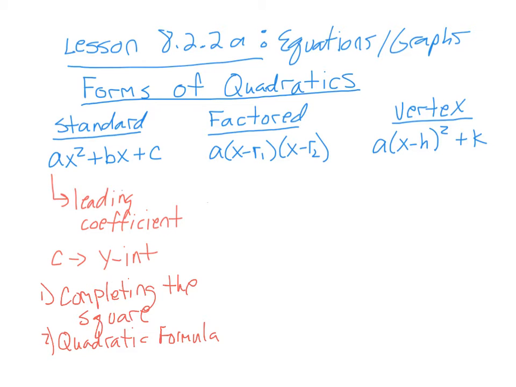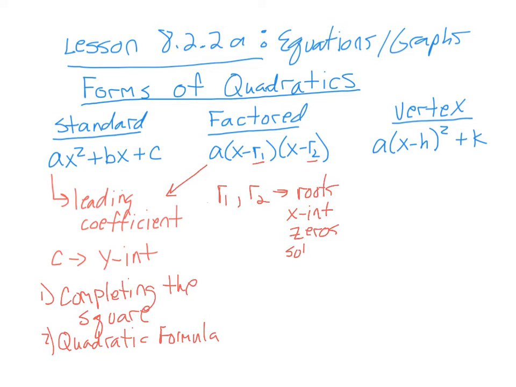All right, let's move on over to the factored form. So again, we already know our a term is this leading coefficient. And now we've got this x minus r1 times x minus r2. And it begs the question, well, what are r1 and r2? So let's write that down. r1, r2, those are the roots of a quadratic. They're also known as the x-intercepts. Okay, we're familiar with that. They're also known as the zeros. Okay, that's something new.